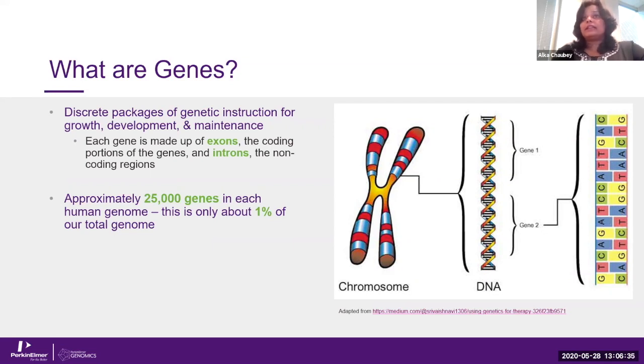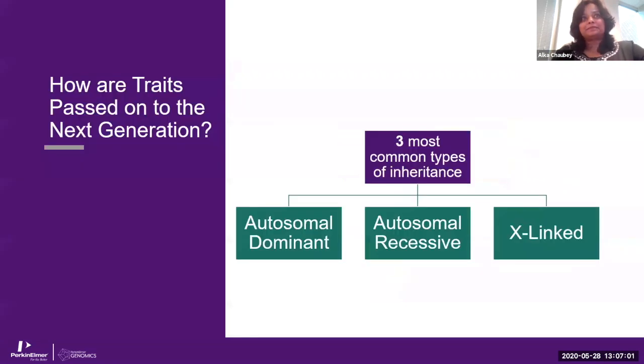The DNA itself, as I just mentioned, is made up of these 4 bases. And these genes are also made up of exons. When you hear the term exons, these are the coding regions of the genes, and introns are the non-coding regions of the genes. So this is very simple, basic terminology for DNA, genetics, and genes.